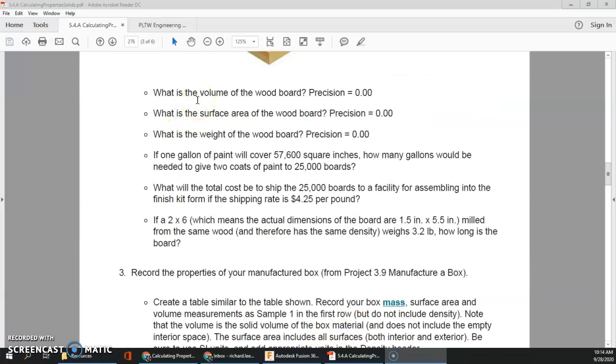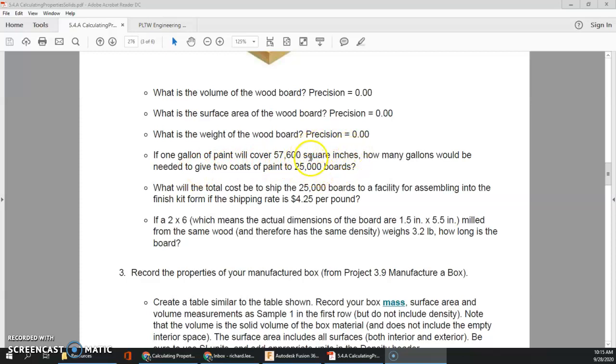So again, volume and surface area should be straightforward. You're finding the formulas for volume of a rectangular prism and the formula for surface area and plugging in the correct dimensions. Always make sure you answer in the correct units. Volume should always be cubed, to the power of 3. Surface area should always be squared, to the power of 2. And for the weight of the board, we first need the volume, and then we're going to use the weight density of pine to find the weight of one board. In this question, how much paint is needed to cover all these boards?